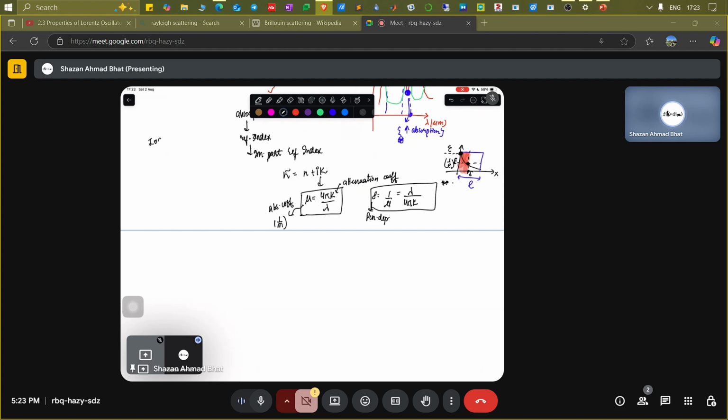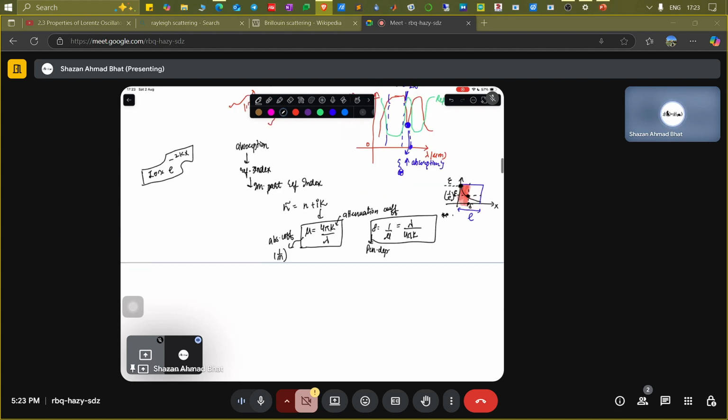You have intensity directly proportional to e to the power minus 2kx, and you can just show from here that the penetration depth is the depth at which the amplitude falls to 1 by e. Just simple mathematics.